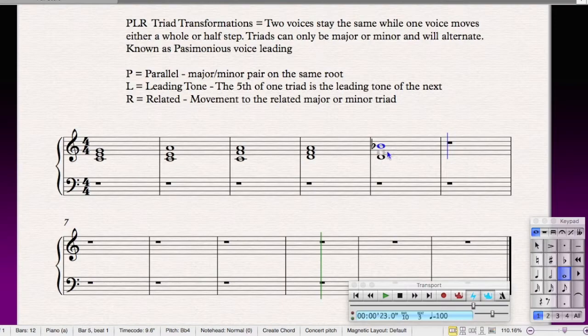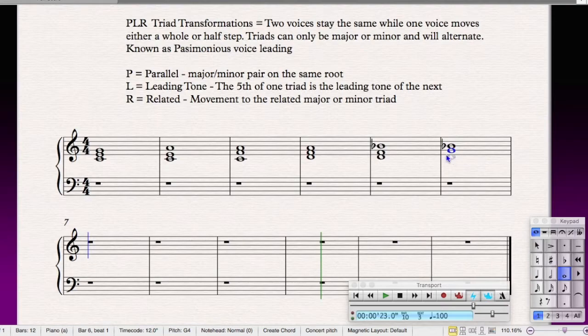I see an easy transformation right here. B flat, D, F. This F is not a leading tone to the next triad, but we can retain the D, retain the B flat, and let's take this F up a whole step to G, and that gives us a G minor triad. So B flat major and G minor are related triads, so that would be a related transformation.